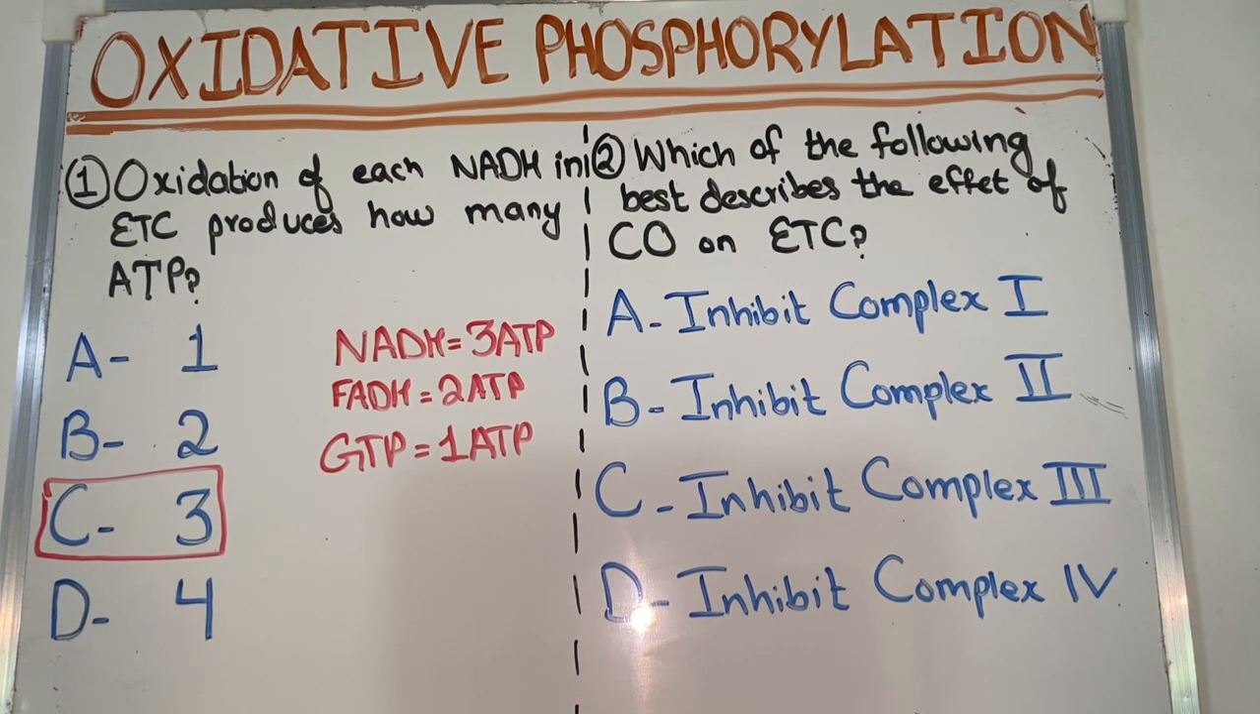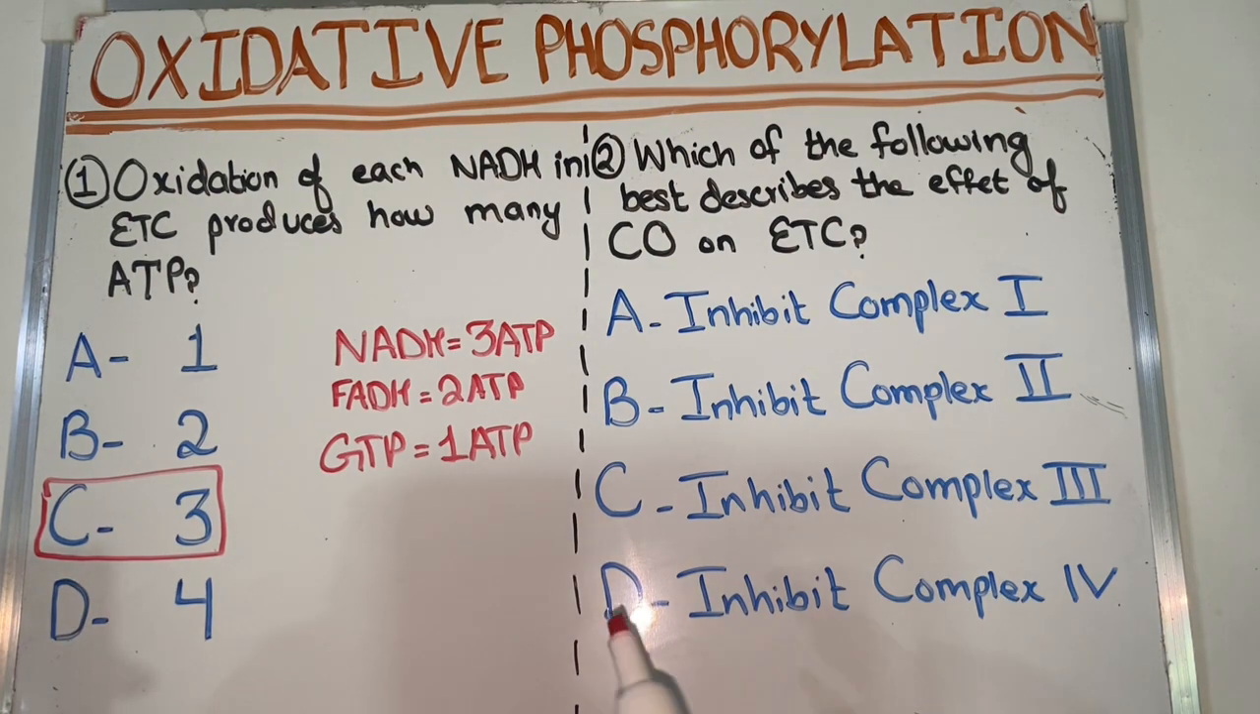Which of the following best describes the effect of carbon monoxide? This is a very important question because there are some inhibitors which affect the performance of complexes, ATP synthase and many more. The right answer is D, which is that it inhibits complex 4.